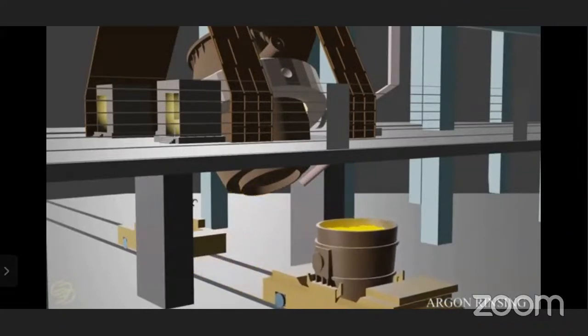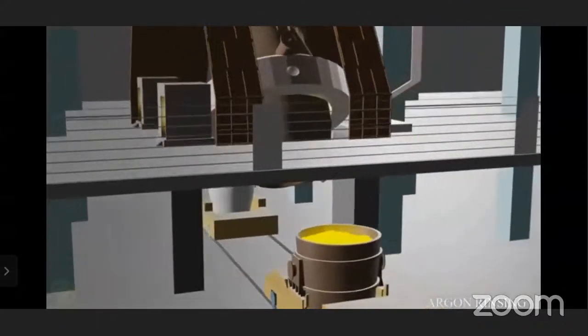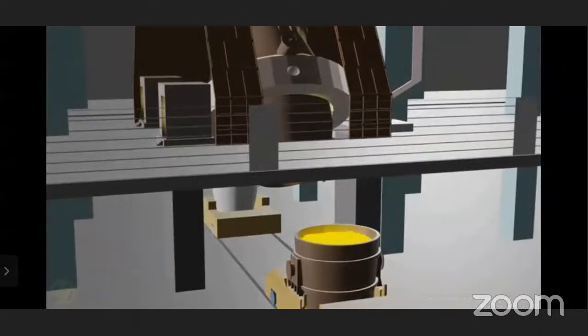Okay, then this is the steel that is produced from the furnace, right?